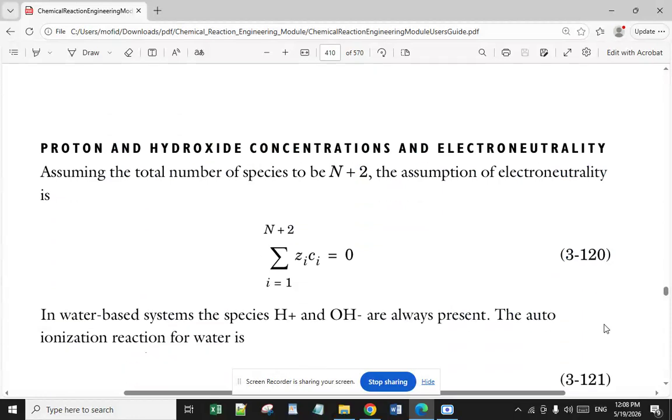Proton and hydroxide concentrations and electroneutrality section. Assuming that the total number of species is n plus 2, the assumption of electroneutrality is the sum from i equals 1 to n plus 2 of z_i c_i equals 0.